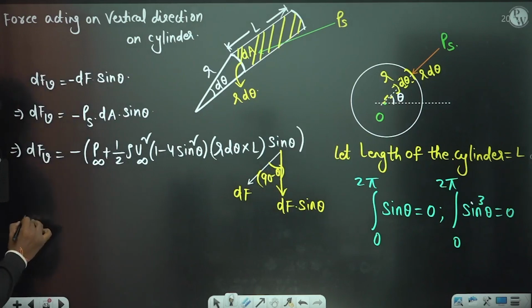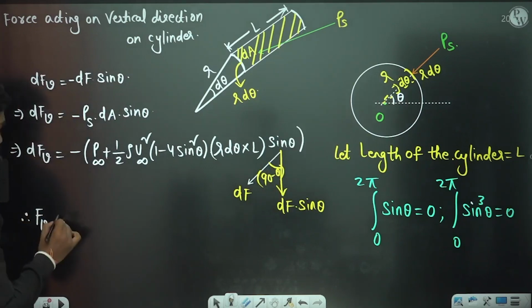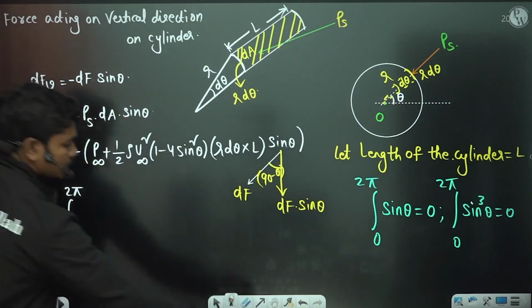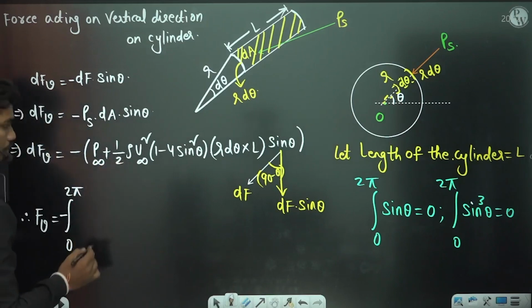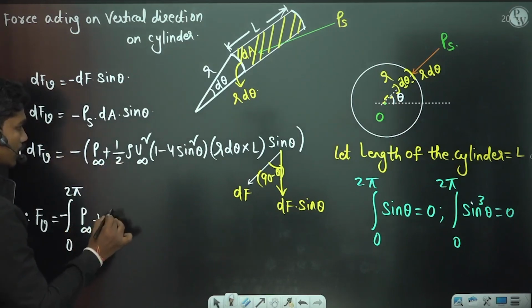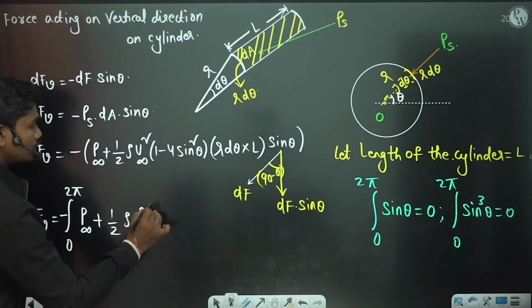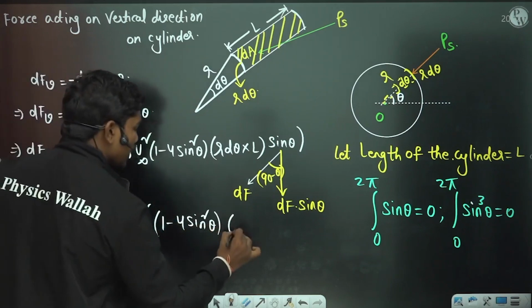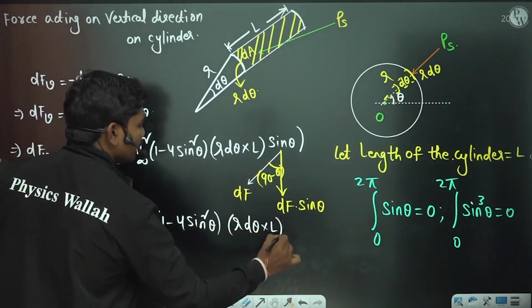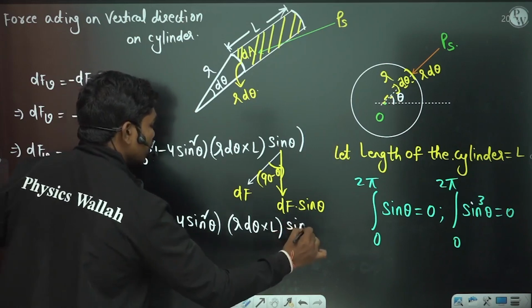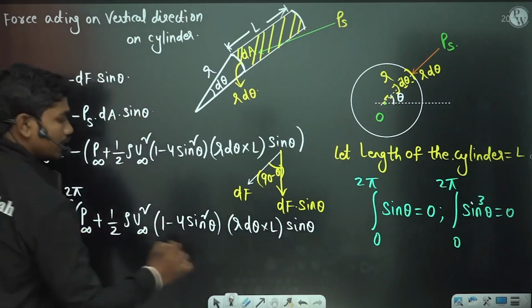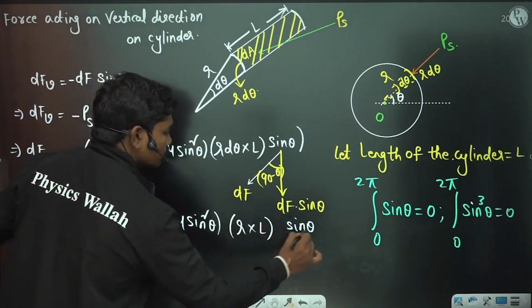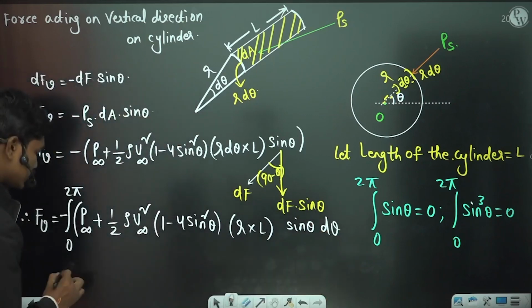So therefore the total vertical force Fv is equal to integral 0 to 2 pi. You take the minus sign outside, minus this quantity P infinity plus half rho u infinity square into 1 minus 4 sine square theta, times r d theta into L, times sine theta. So try to understand one thing: if you write d theta at the last, r into L into sine theta d theta, and simplify this expression, you will straight away get the answer 0.